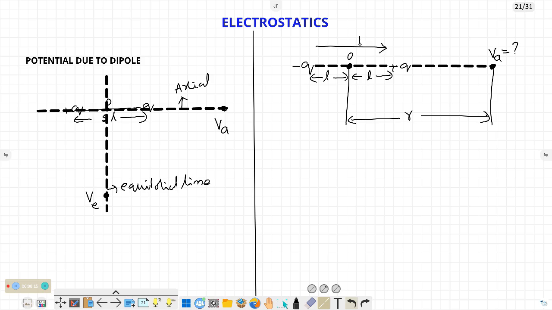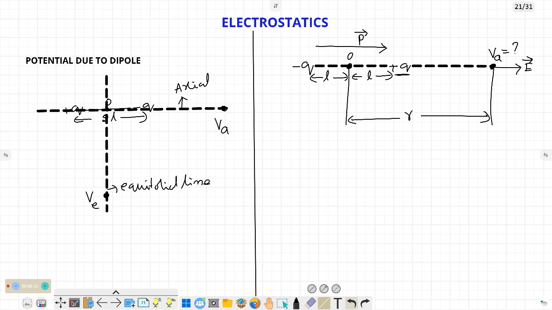always from negative to positive, that is P. This is the direction of the dipole moment, and the electric field also exists at that point in the same direction as the dipole in the case of the axial line. So the electric field exists in this direction. Next, the positive charge. There is a potential due to the positive charge at that point.